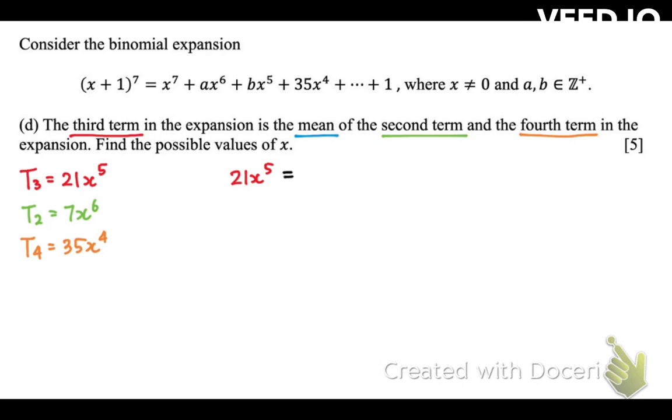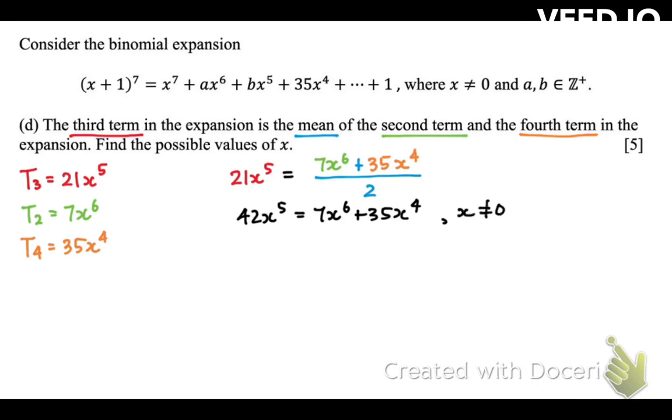The mean is another word for averaging: taking the sum of the two terms and dividing by the number of terms. In this case, there's 2 of them. So I add the second and the fourth terms, I divide by 2. Now we have an equation where we can solve for x. So let's multiply both sides of this equation by 2, giving us 42 times x to the power 5 equals 7x to the power of 6 plus 35 times x to the power of 4.